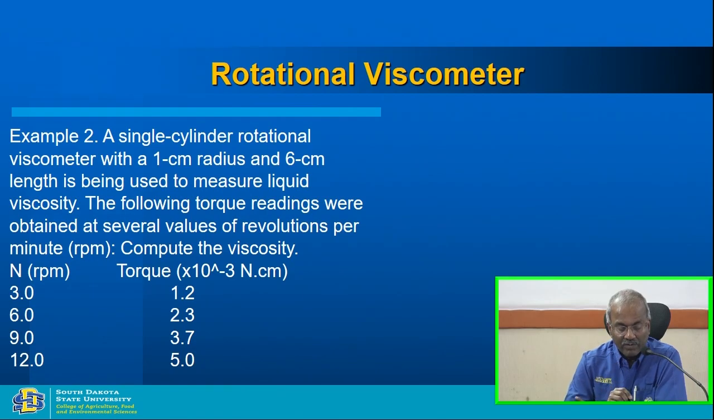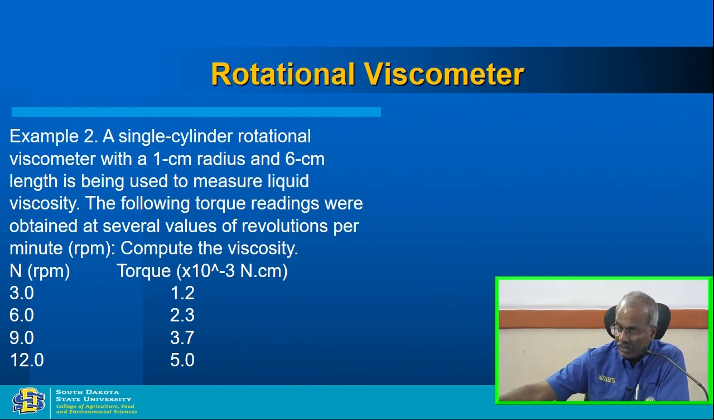So let's assume you have a single cylinder rotational viscometer with 1 centimeter radius and 6 centimeter length being used to measure liquid viscosity. The following torque readings were obtained at several values of the revolutions per minute. Compute the viscosity for different data here. Revolutions per minute for the first data is 3, corresponding torque is 1.2 times 10 power minus 3 Newton centimeter.